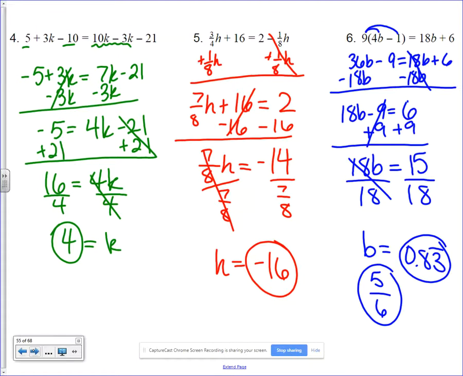Fair enough? How many more I got left? 3, and then the word problem, or the shape problem, right? All right, Gage, who's next?